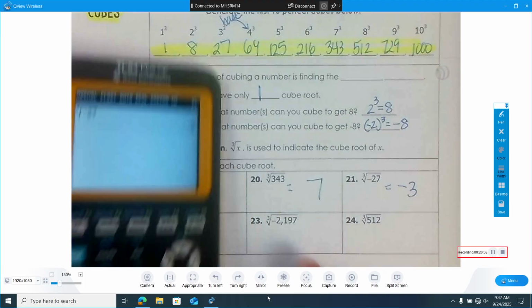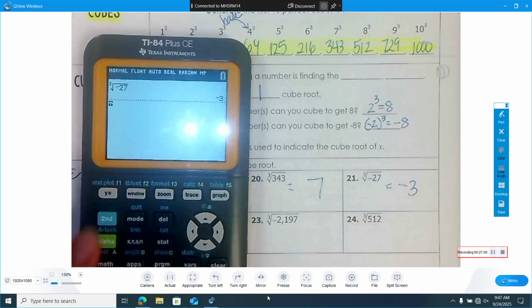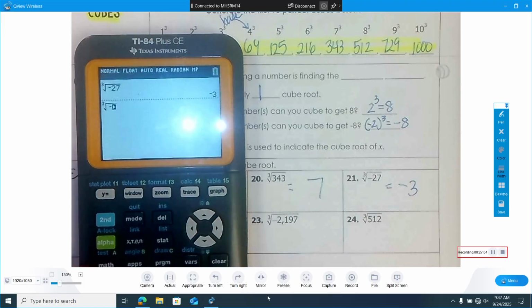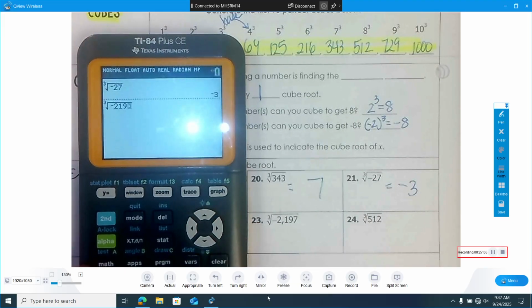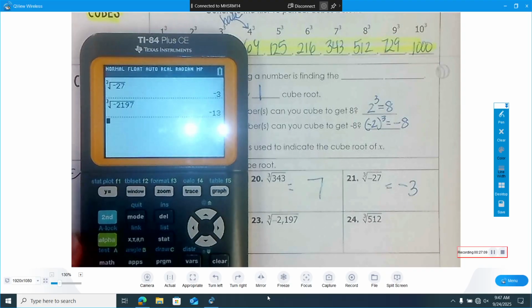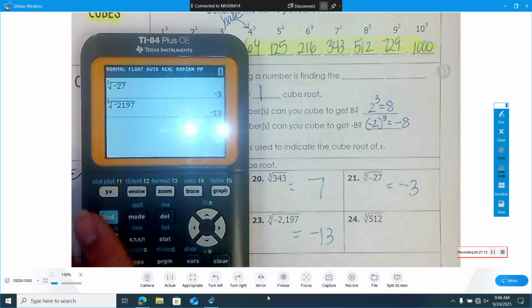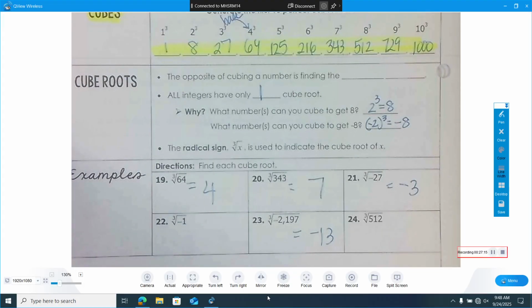All right. What about this one, number 23? I don't know that. The cube root of negative 2,197. That's crazy. That's definitely a calculator problem. Negative 13. Okay. All right, ladies and gentlemen, that's all I have for you today.